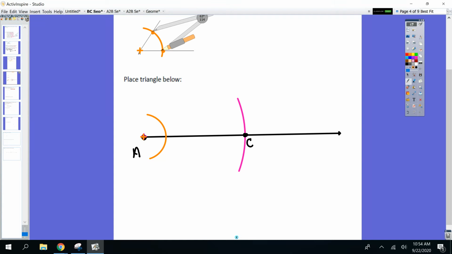Everyone with me? Because I'm going to come back down to the ray, but I am not going to come back to point A. This is the one you have to remember when you copy an angle. You're going to come back to where your arc intersected the ray. So I'm going to put my compass point there and not on point A, because it will not work. Then from here, make an arc so those two intersect each other now.